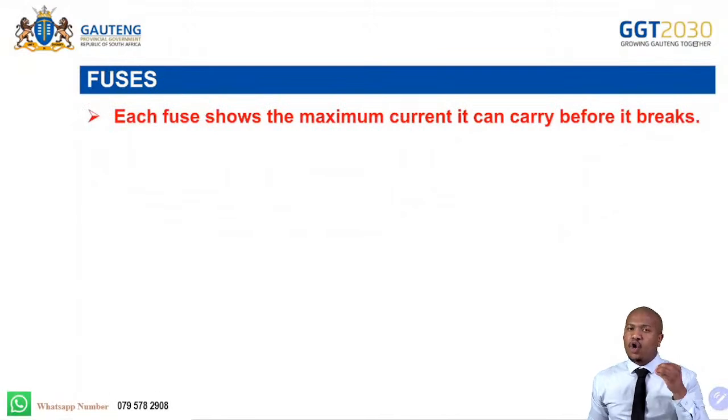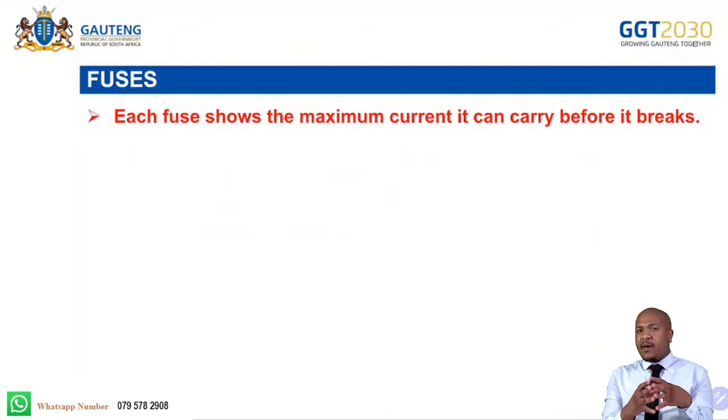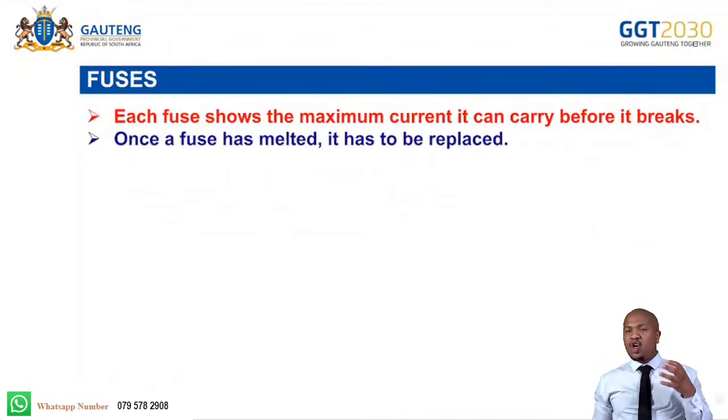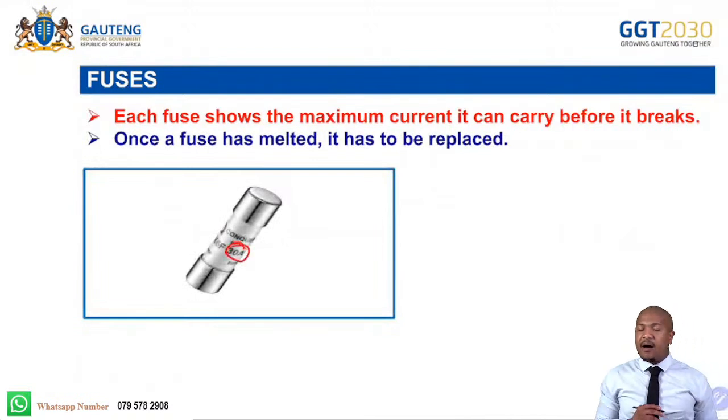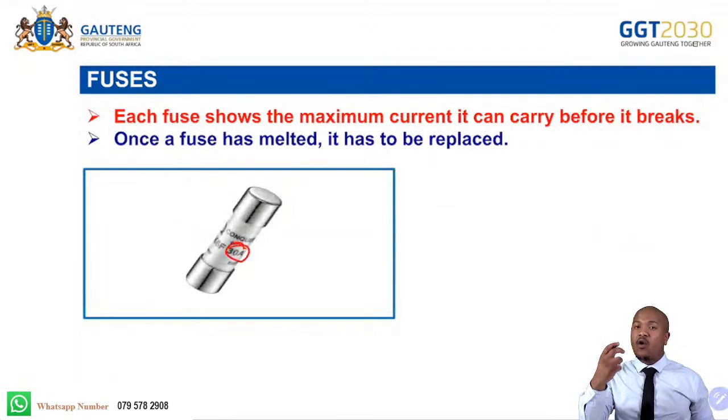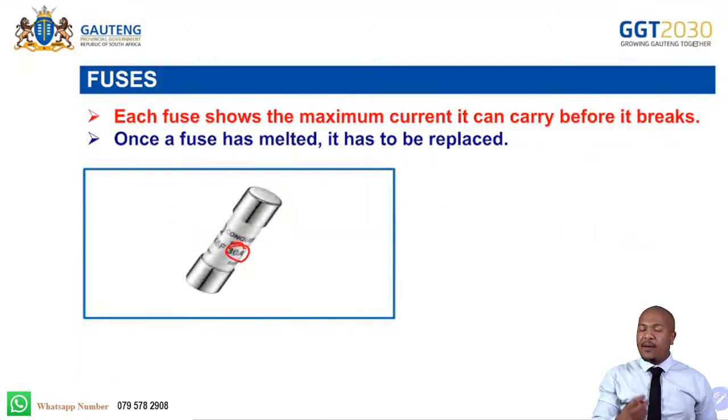Each fuse shows the maximum current it can carry before it breaks. Now let's remember, current is measured in amperes. Looking at this fuse here, it is of 30 amperes, meaning it can carry 30 amperes. More than that, the current is too high for that fuse, and the filament in the fuse is going to melt and break the circuit, cutting off the flow of current.